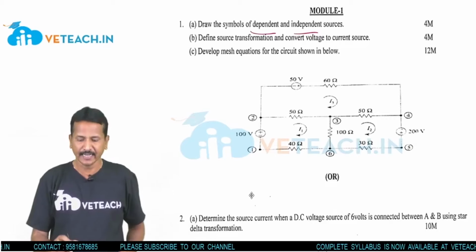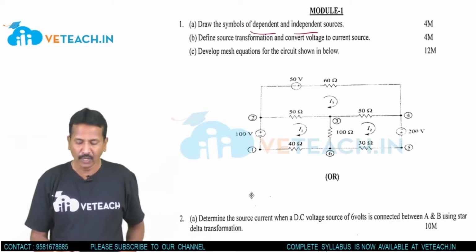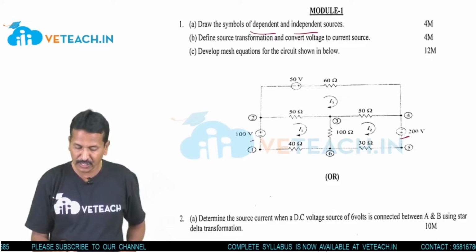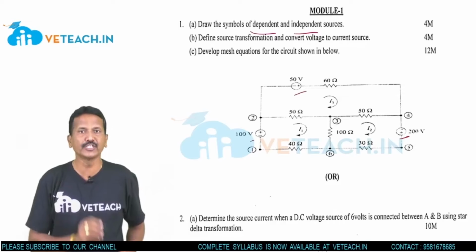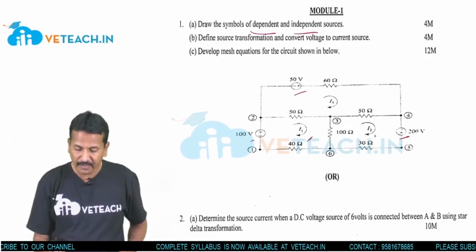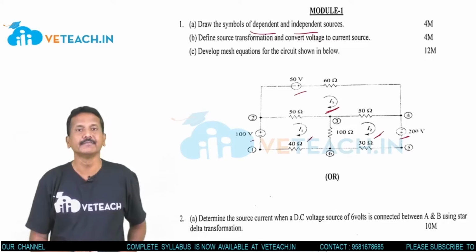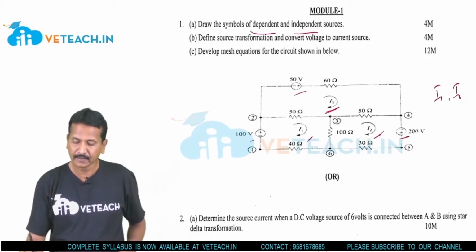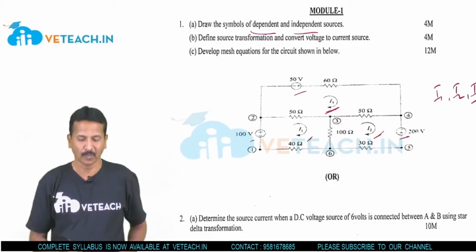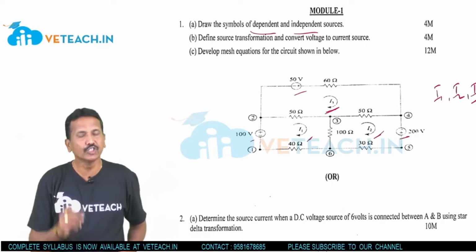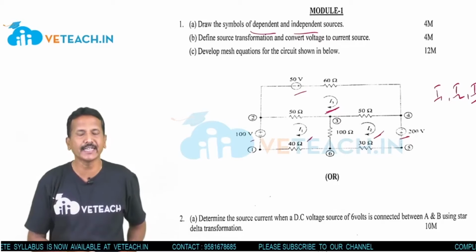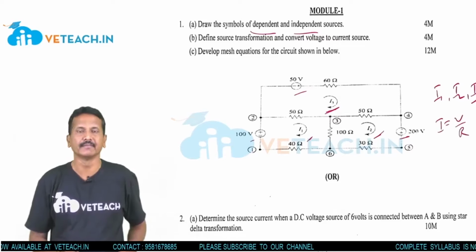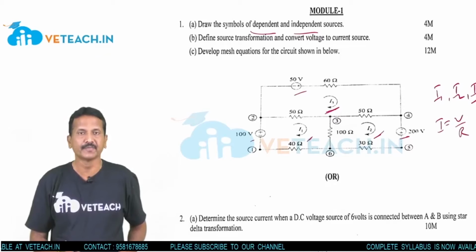Unknown currents. See here, a network is given. A voltage source is there, another voltage source is there, another voltage source is there. Three voltage sources are there. And how many loops are there? I1, I2 and I3. Three loops are there. So how many currents can we find here? I1, I2, I3. Resistances are there, voltages are there. You know voltage, you know resistance. Can't you find the current here? Yes. By using which law? Ohm's law. Current is equal to V by R.